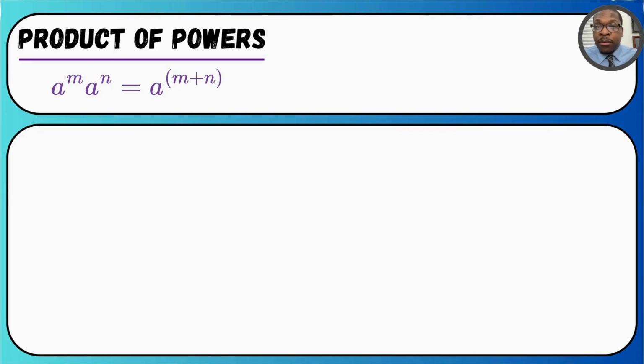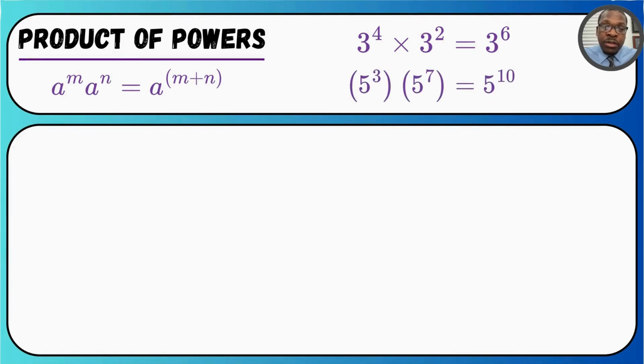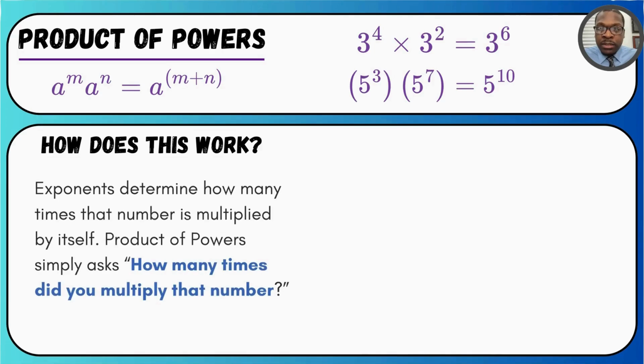Okay, product of powers. Once again, if you have two exponents with the same base and they're multiplied together, theoretically, you could just add the exponents. For example, 3 to the fourth power times 3 to the second power should give us 3 to the sixth power. Just like 5 to the third times 5 to the seventh should give us 5 to the 10th. Now, you may ask, how does this even work? How is this even possible?